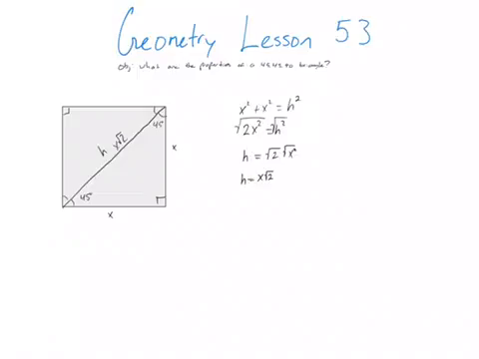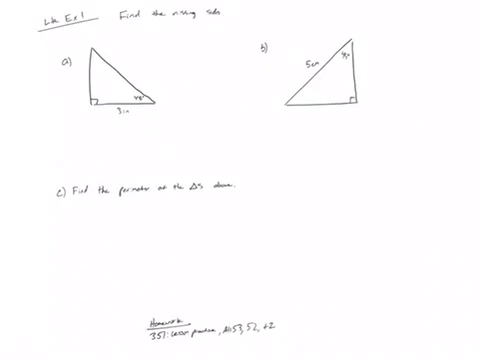So what that means is if I know either one of the side lengths here, the legs of the right triangle, or if I know the hypotenuse, I can find the other ones. I don't have to know two of them, I have to know one of them and I can find the other ones. So let's practice it now.